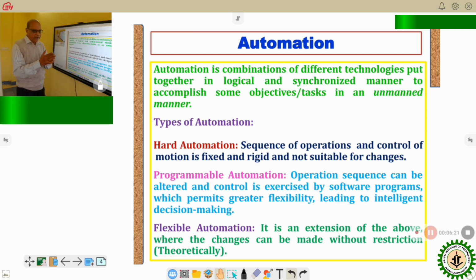So within a specific zone, this adaptation or flexibility is possible. But if we think that we can switch over from any job to any other job without restrictions in their complexity, capacity, or specification, the system is practically and economically not viable. But from a theoretical point of view, we can have a definition which we call flexible automation, where programmable automation can be extended to accommodate any changes.